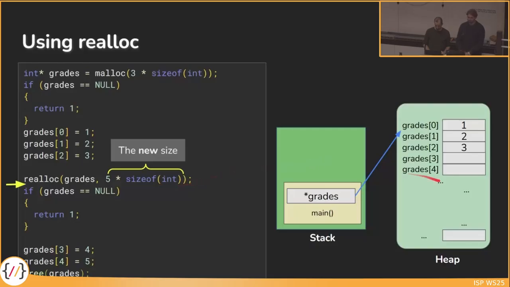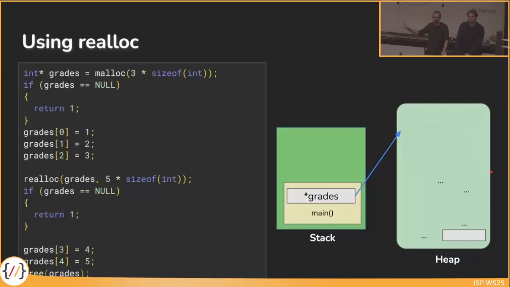When this is executed here, it looks if it works. In this case, it works because there is no other memory allocated directly after this grades array here. So we again check if grades is null, that works, and also grades at position 3 and grades at position 4 can be written here with 4 and 5. And then I have a free, which then just frees my memory on the heap. So far, so good. That's the most basic case of a realloc.